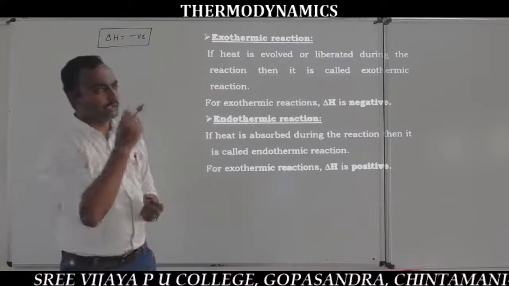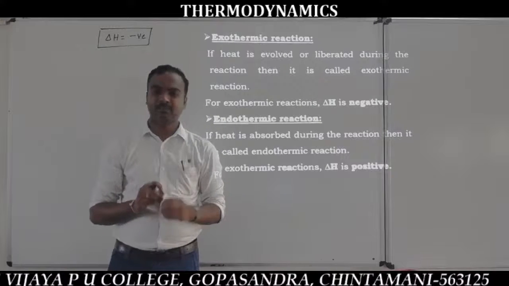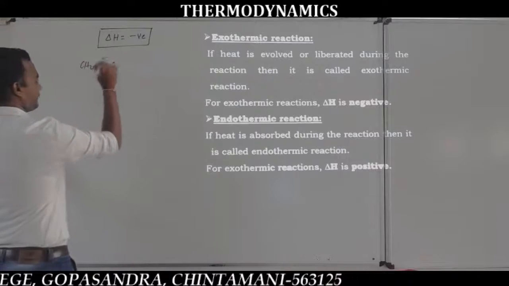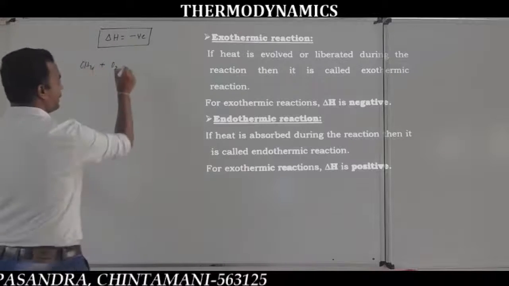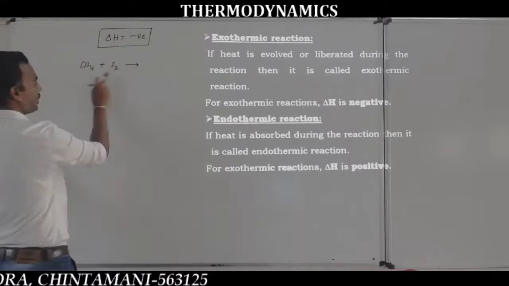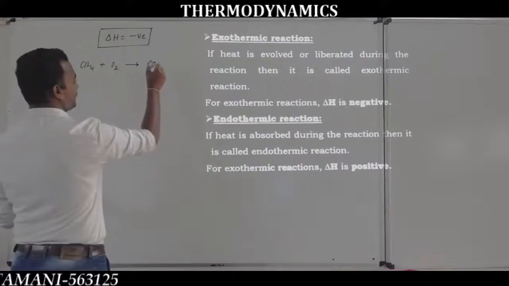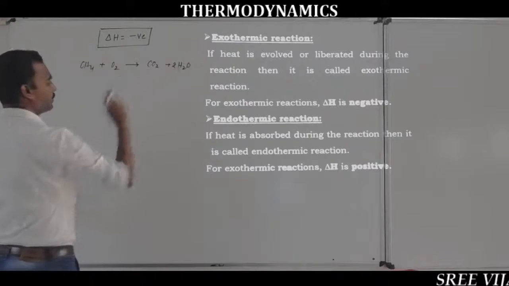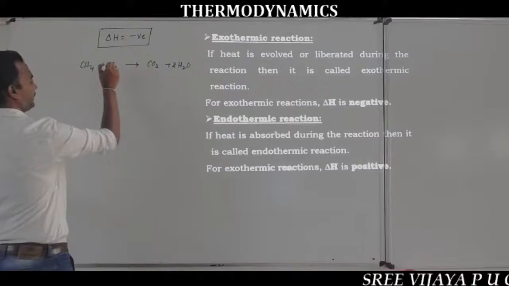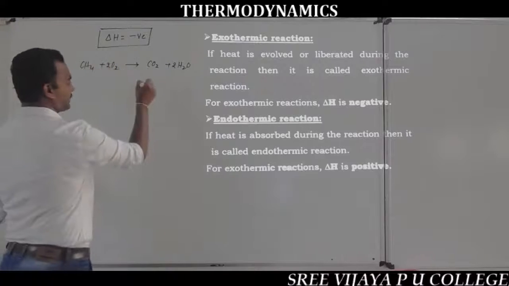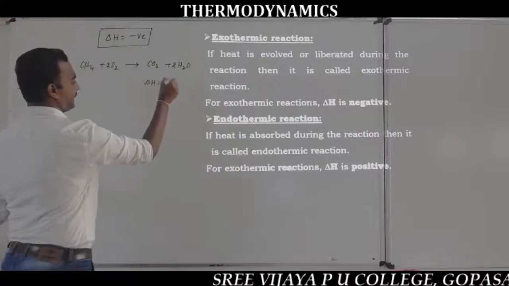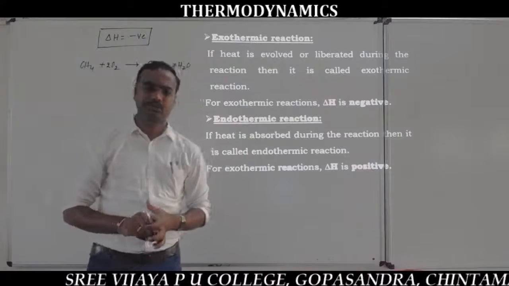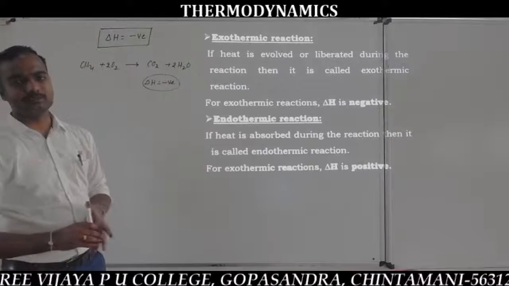Take an example of exothermic reactions: combustion reactions. For any compound, for example methane, combustion is nothing but heating with excess supply of oxygen. Any hydrocarbon reacts with oxygen to give carbon dioxide plus water. On balancing, we get 2H2O, and 2O2 here. In this process, delta H is negative. During the combustion of any hydrocarbon, there is definitely a liberation of energy. That's why the combustion reaction is the best example for exothermic reactions.